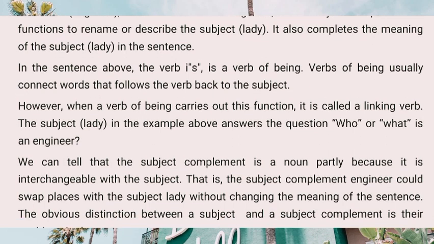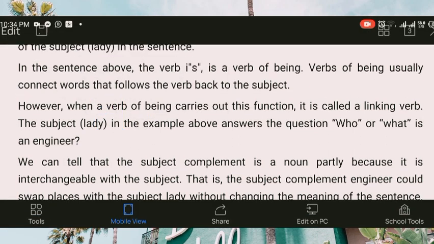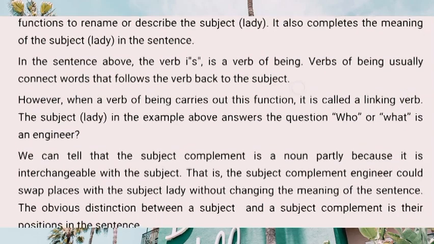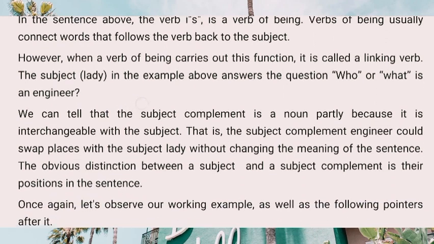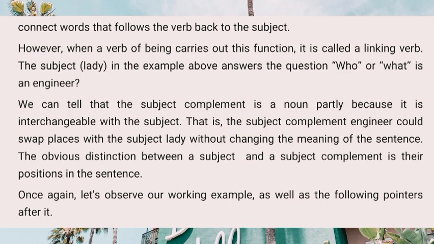A verb of being usually connects the words that follow the verb back to the subject. However, when a verb of being carries out this function, it is called a linking verb. There is a difference between an action verb and a linking verb. So in the case of a subject complement, it is usually the linking verb that is used. But in the case of a subject performing an action against an object, it is usually the action verb that is used.